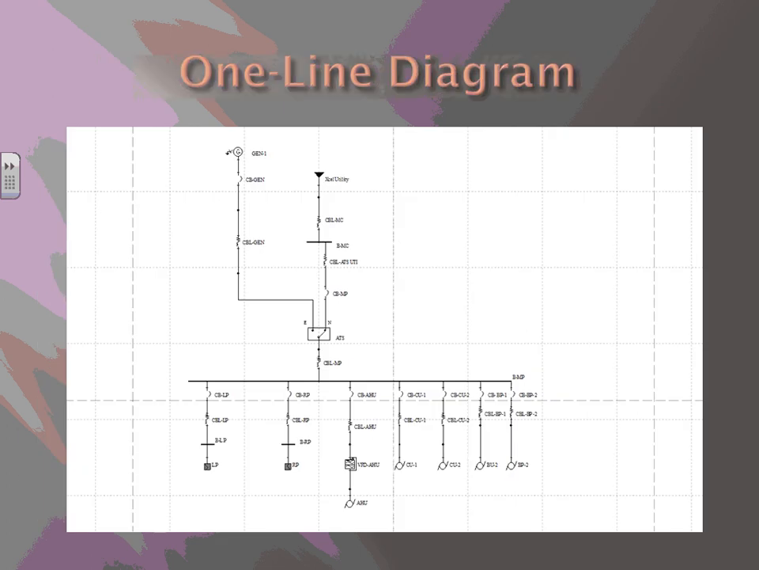One line diagram from SKM. Normal power comes in to the ATS and feeds the main panel, the lighting panel, receptacle panel, air handling unit, two condensing units, one condensing unit, and the future, and then the two boiler pumps. And if the normal power fails, the ATS switches over to the gen. The gen turns on and backs up all of its equipment.